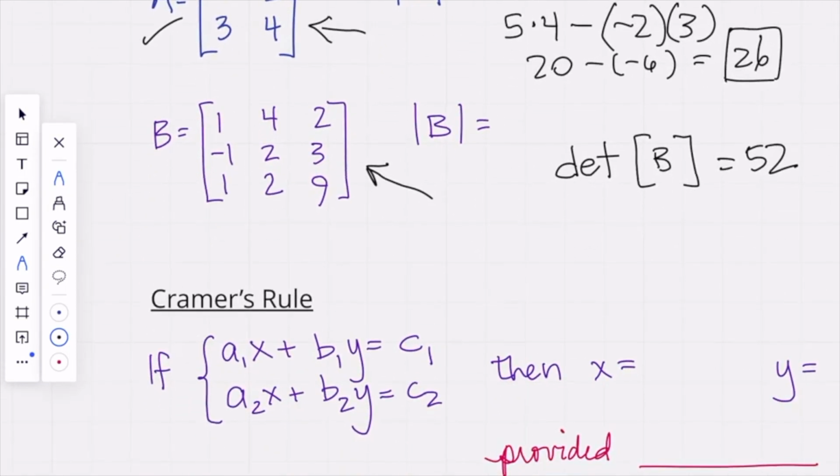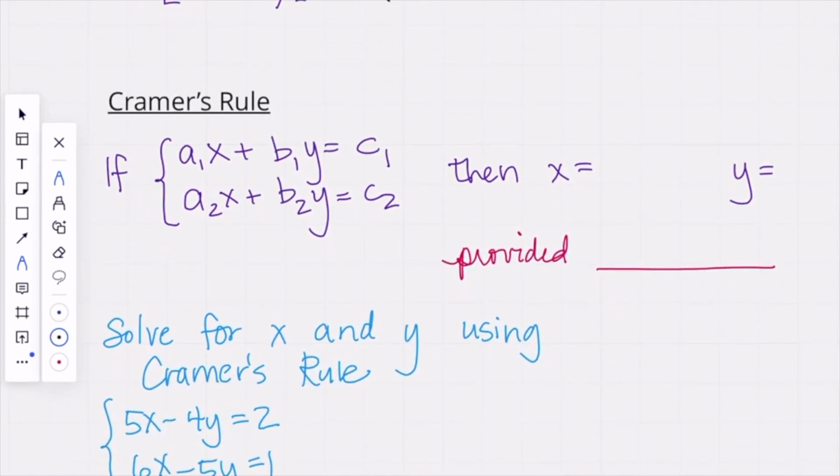Okay. Now the last thing we're going to look at is Cramer's rule. And Cramer's rule is pretty cool. If you've got a system of equations like this, okay, A1 and A2 are the coefficients of your x values, B1 and B2 are the coefficients of your y values, and C1, C2 are your constants, then you can use the determinants of associated matrices to find the x and y values that are the solutions.